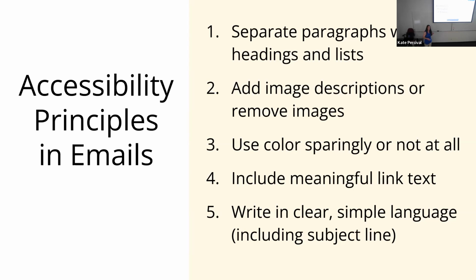Start off, you can't create headings the same way that you can create headings in documents. So we start off in emails by separating paragraphs with headings and lists. This makes it easier to read, it makes it easier for the eye to consume, it makes it easier for screen readers. Adding image descriptions or removing images altogether. Again, alt text is one of those things that doesn't really play very well in email. So if an image is not necessary, I highly recommend considering removing it. Use color sparingly or not at all. Use clear and simple language, which includes the subject line, and I'll explain what all of those mean.